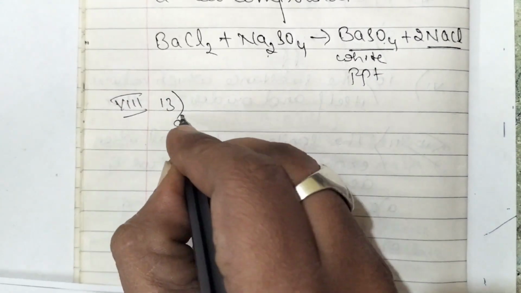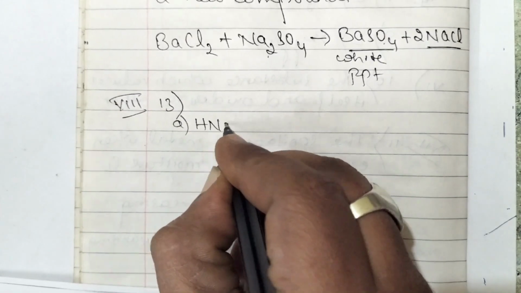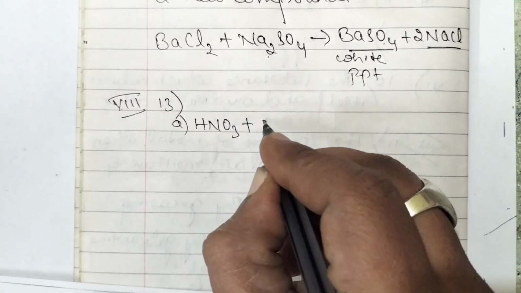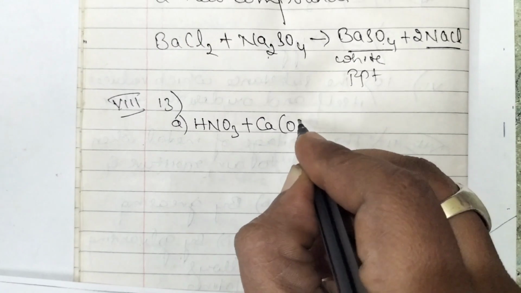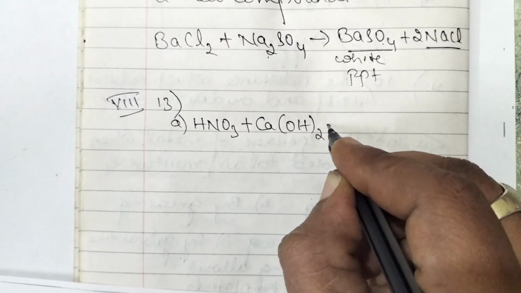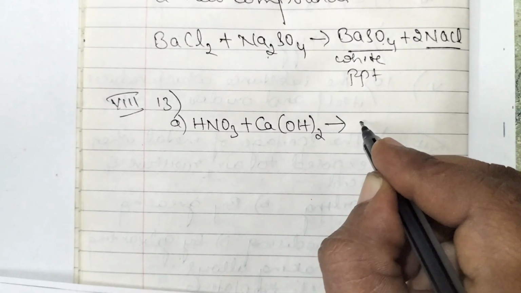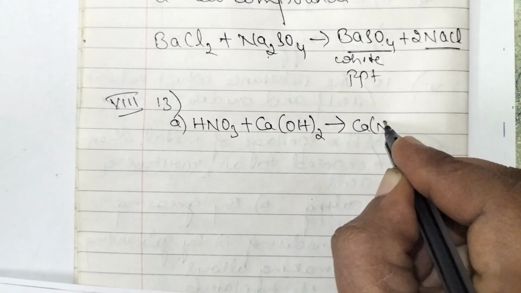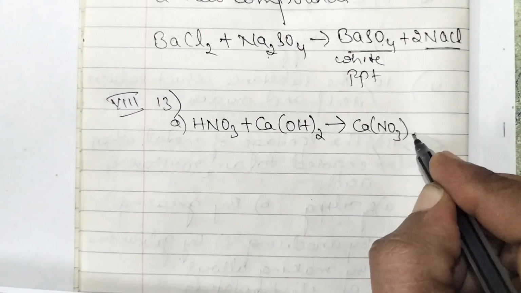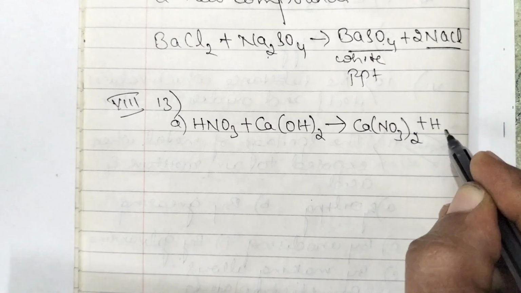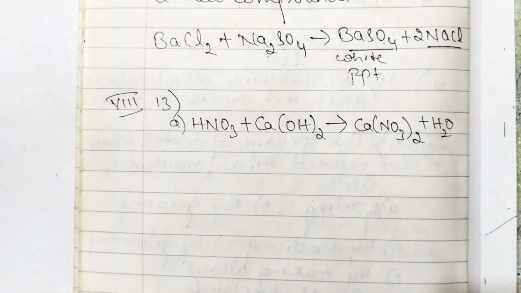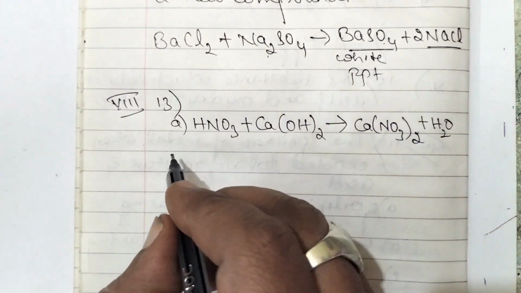So the first balancing equation they have given is HNO3, nitric acid, when it reacts with calcium hydroxide, Ca(OH)2. It forms calcium nitrate, Ca(NO3)2, plus H2O. So this is the skeletal equation they have given. We have to balance this equation.